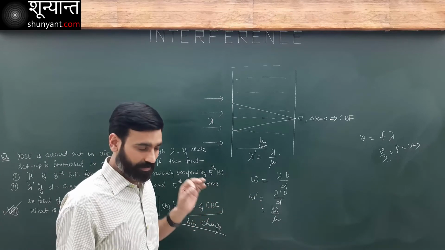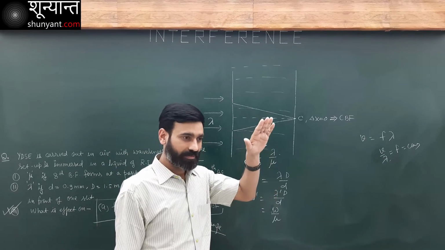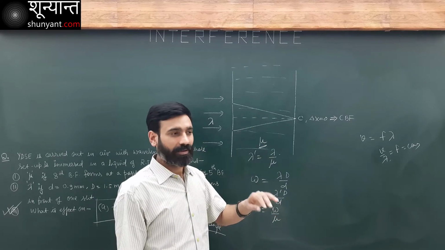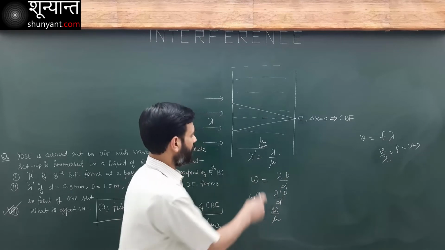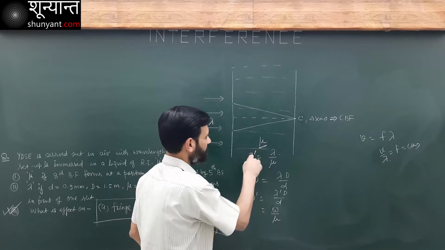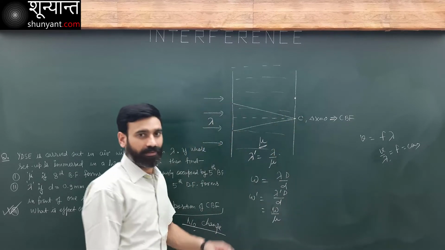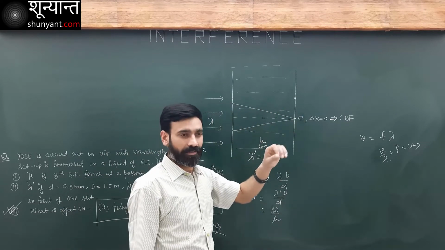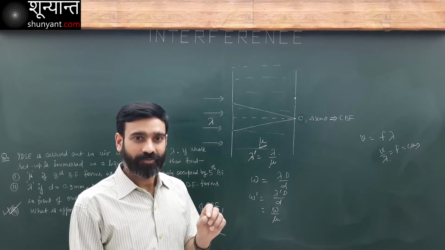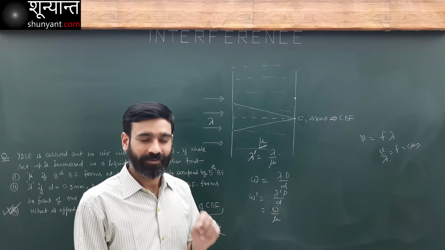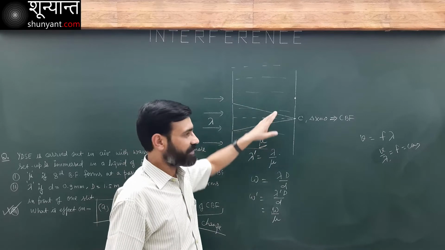Note down this thing. If the whole setup is immersed, I will carry out my calculations the same way that I have been doing. Only in place of lambda, I will use lambda dash, the new wavelength, because the waves that are interfering at any point have a changed wavelength. Do I take into account the optical path difference? No. Both are passing through the same medium.